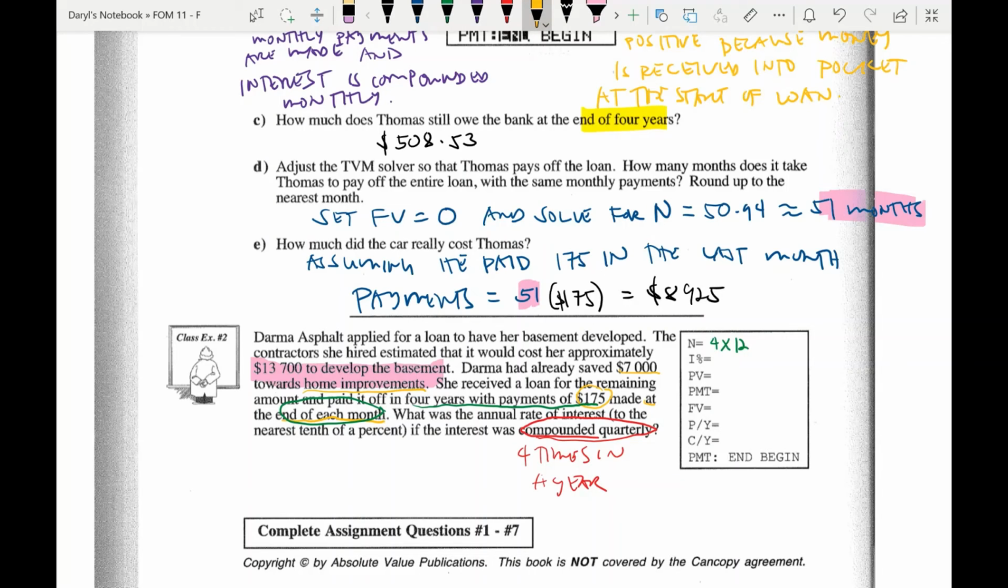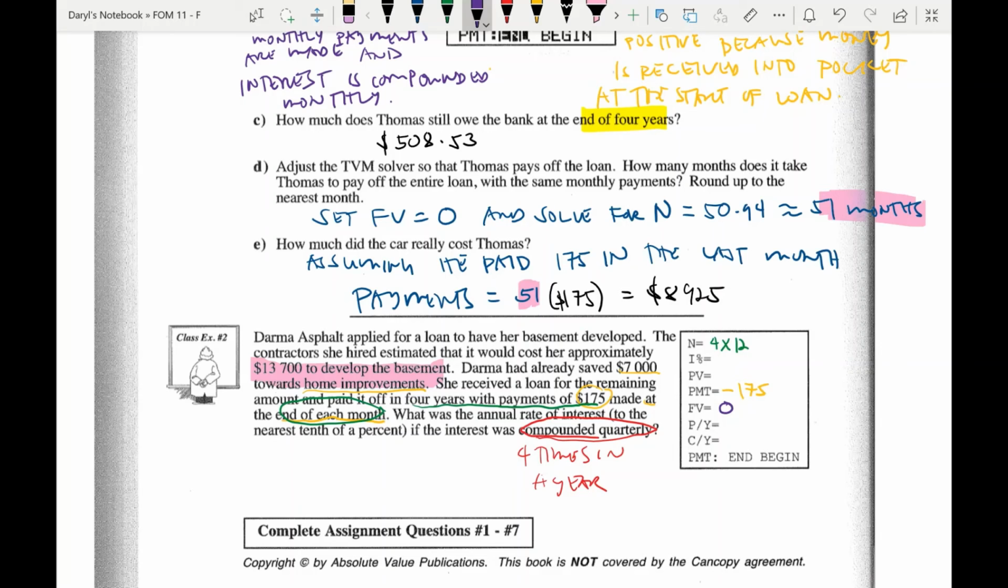But again, the payment is something that is taken out of your own pocket, so we use the negative sign for that. And then we want to pay it off. So he wants to pay it off in that particular span of time, which means that the future value is 0.